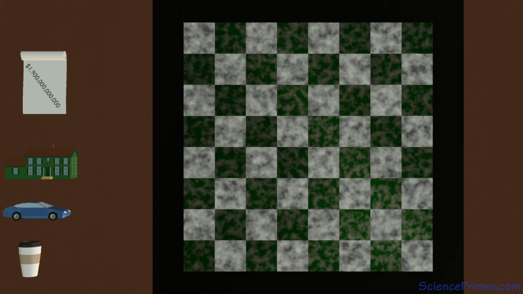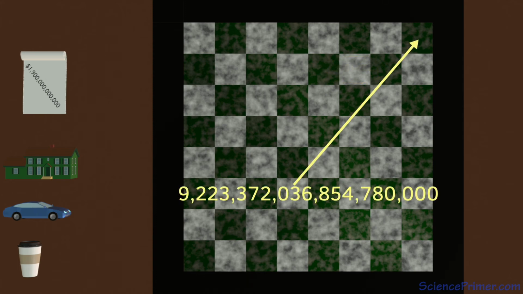In fact, the repeated doublings increase the value so quickly that the 54th square has about $9 trillion worth of pennies on it. This is more money than changes hands every year in the entire global economy. By the time we reach the end, there are over 9 times 10 to the 18 pennies piled up on the last square. This is an enormous number. In fact, it is more money than has ever existed.